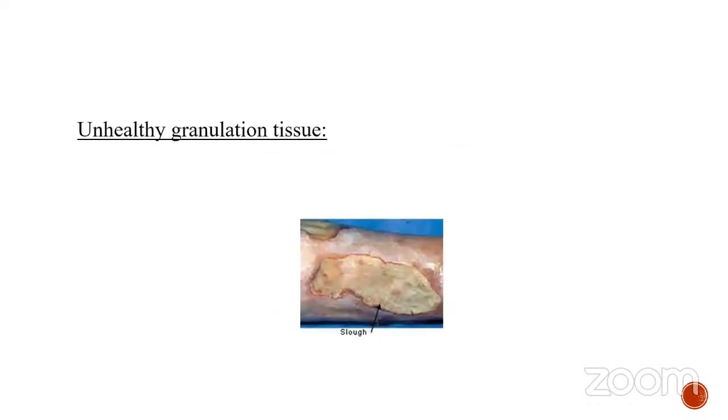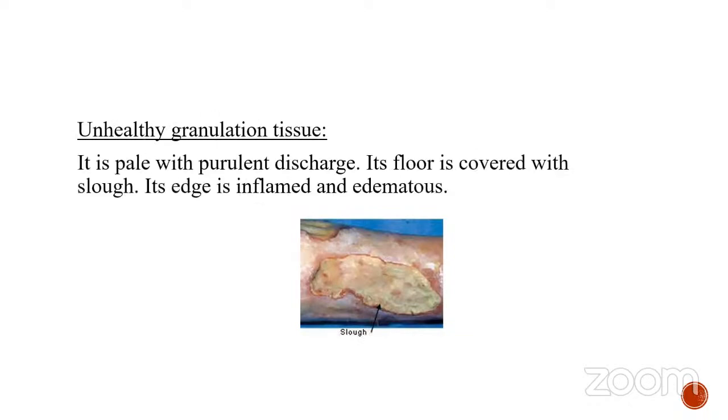But there is a chance of granulation tissue becoming unhealthy. If the granulation tissue is not healthy, if it is unhealthy, it won't be pink in color. Instead, it will have a pale color and the discharge will be purulent. It will be filled with purulent discharge, and most importantly, the floor will be covered with slough. The yellow thing that we see is called the slough.